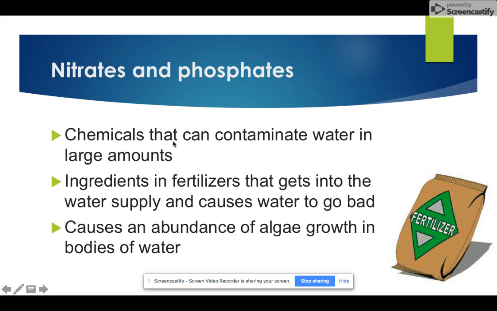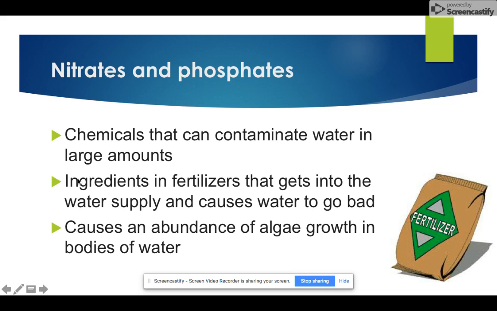Now, what can happen is those chemicals that are in the fertilizers, they can contaminate the water that is surrounding the fields. So farmers have to regulate how much fertilizer they use. If they put too much, it can get into the water supply. Also, it burns the crops if they put too much on it.